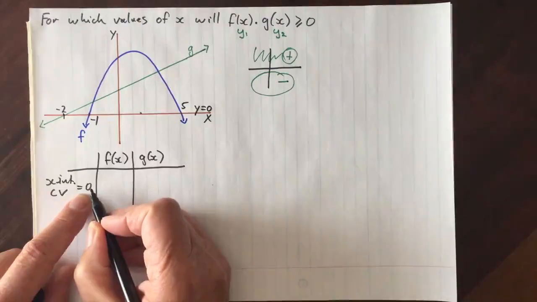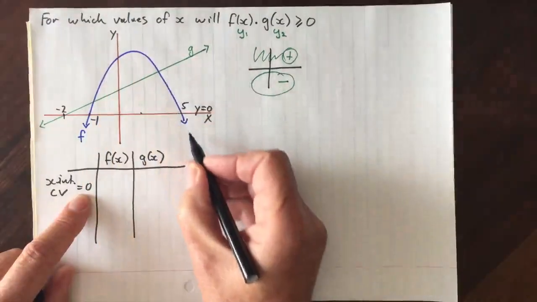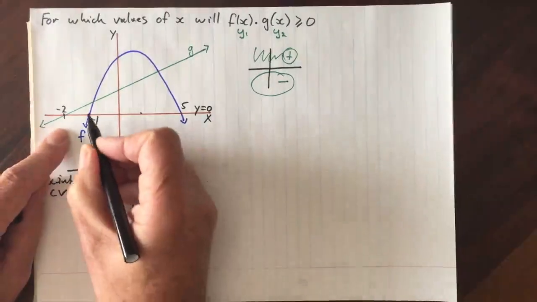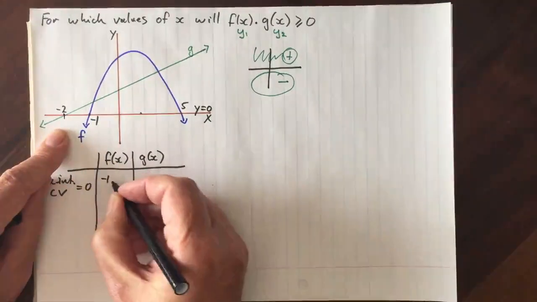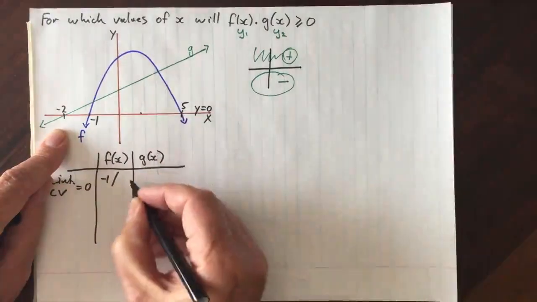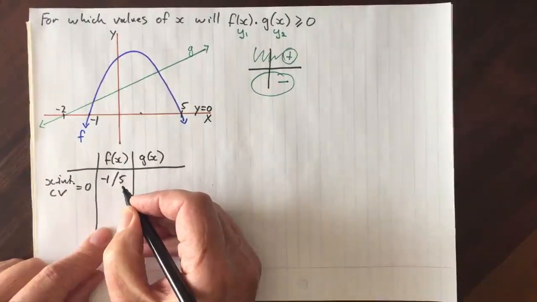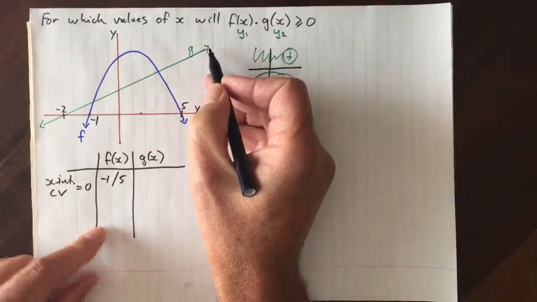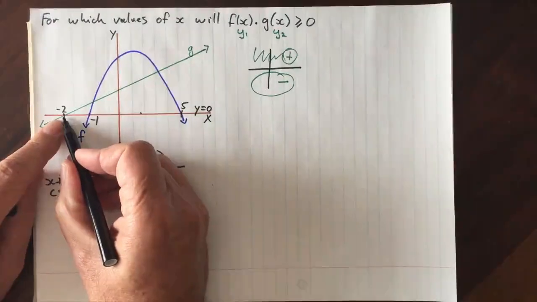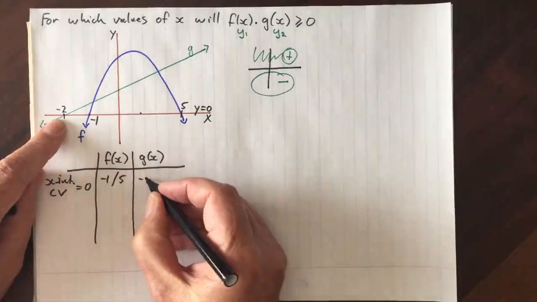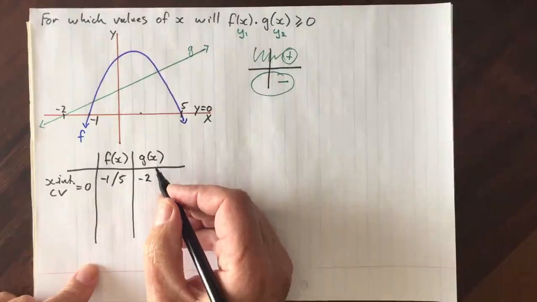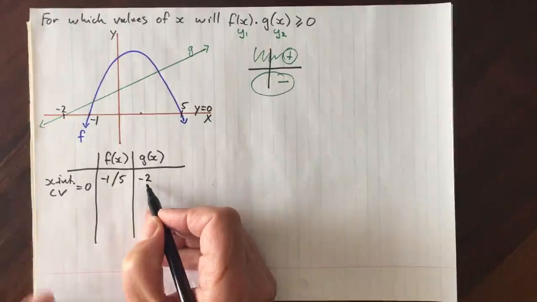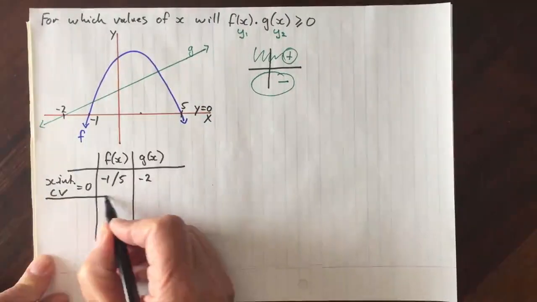So first of all, let's have a look at my parabola over here. Where is it equal to 0? We will see it will be at -1 and it will be at 5. That is where my parabola will be 0. If we look at g, my straight line, we will see it intersects here at -2, so g(x) will be 0 at -2. Right, that is crucial to know where my critical values will be.